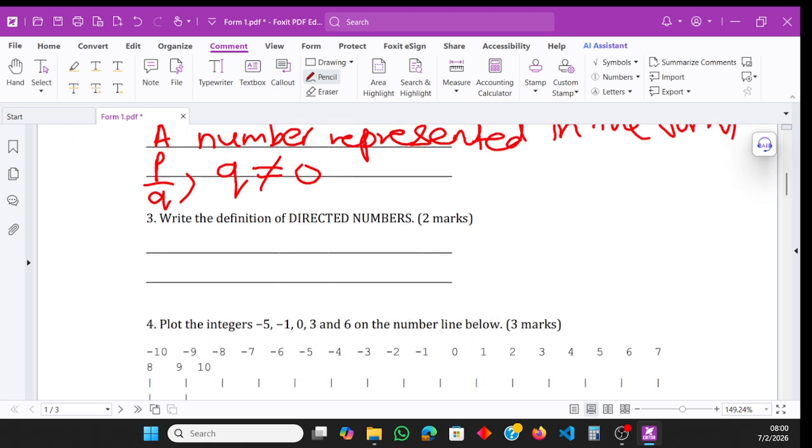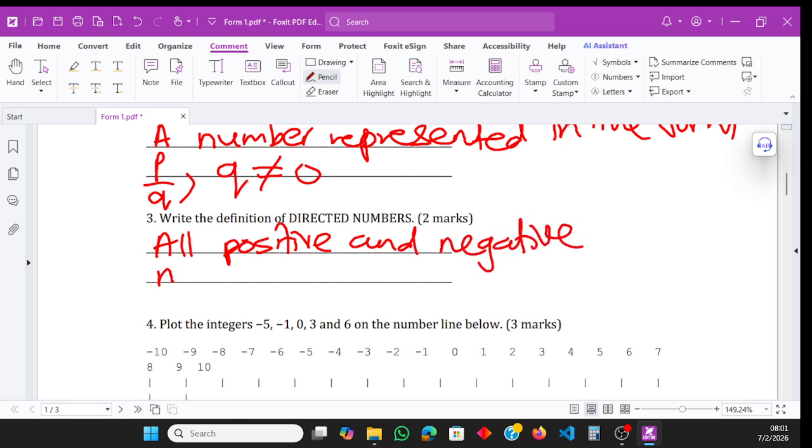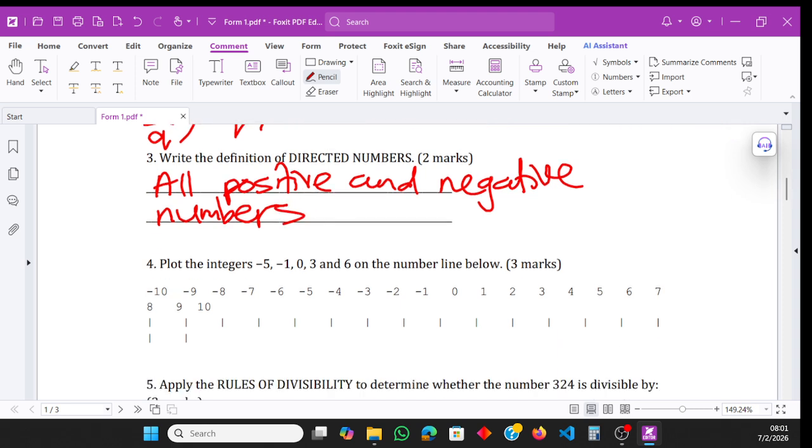Write the definition of directed numbers. So directed numbers, these are numbers which carry a sign. So we can say positive and negative numbers. Or they can be real, can be all, but we are saying they are directed. So let me put numbers here. We are moving to the next.